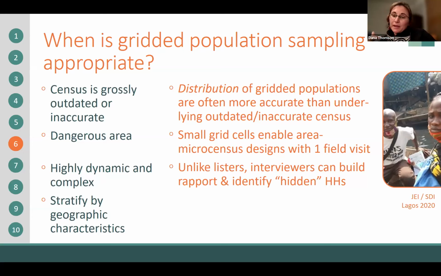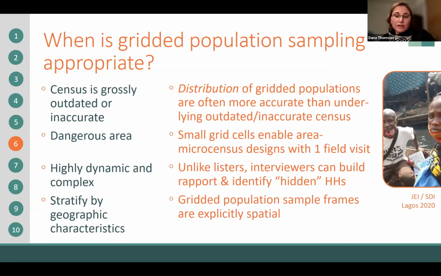So all of those hidden populations often become, once an interviewer is speaking with a respondent and building that rapport, far more likely to be reported as atypical households than they are to a listing team who's just walking around outside and asking how many people live here.